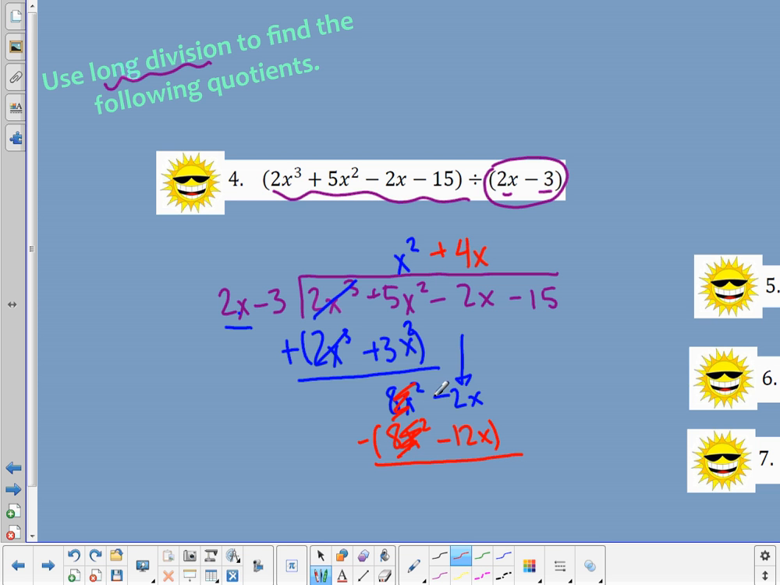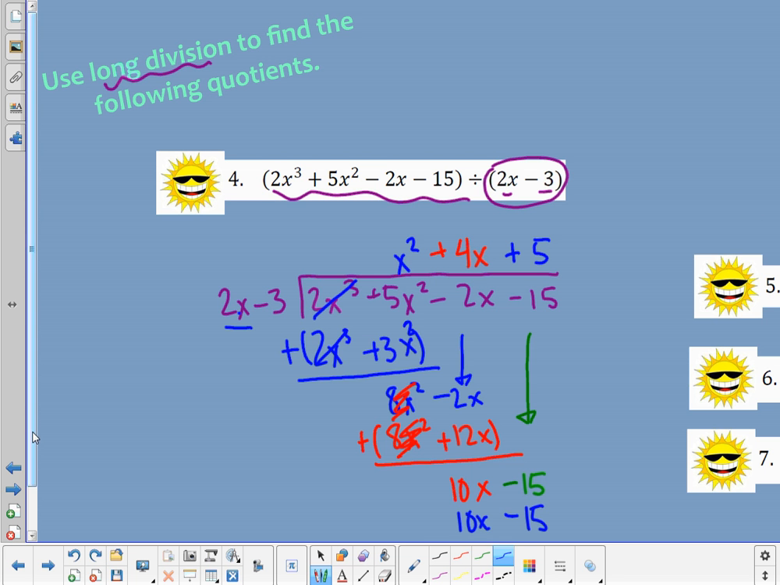And then I have a negative 2 minus a negative 12, which is plus 12, and that gives me positive 10x. My next term needs to come down, so that's a negative 15. And I do it one more time. So now, what do I multiply 2x by to get to 10x? I need 5, just plain old 5, because I already have the x's there. So 5 times 2x gives me 10x. 5 times negative 3 gives me negative 15.